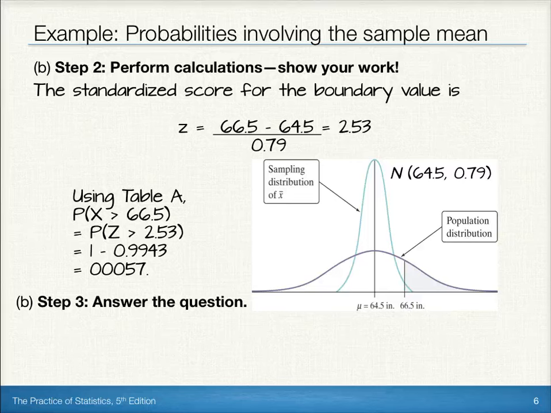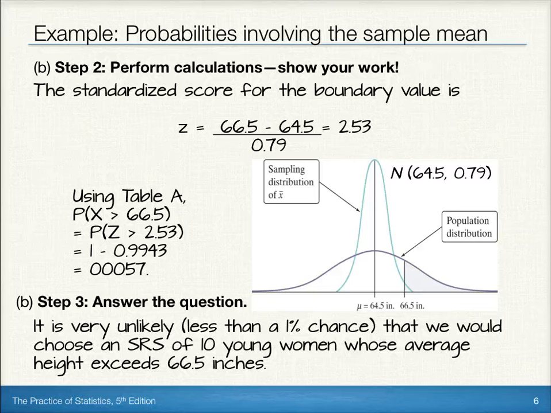Using table A, we find this probability to be 0.0057. So it's very unlikely, less than a 1% chance, that we would choose an SRS of 10 young women whose average height exceeds 66.5 inches.